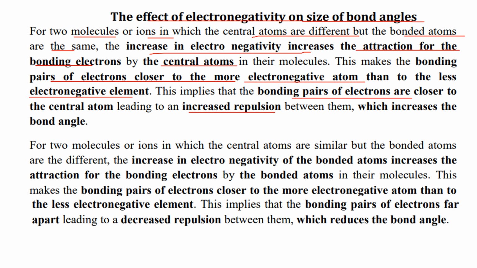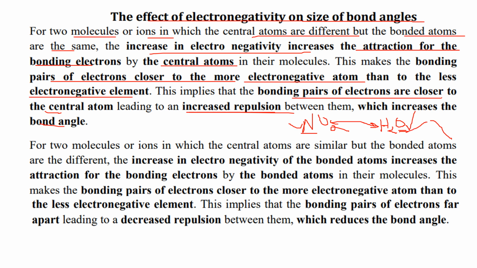So this implies that the bonding pairs of electrons are closer to the central atom, increasing repulsion between them, which increases the bond angle. So we are going to see that if we have two molecules, for example nitrogen oxide and water, and you assume that both contain a bent-shaped structure, here the central atom is nitrogen, and here the central atom is oxygen. On these two, we compare the electronegativities of these central atoms. Let me say that these are going to be the bonds.